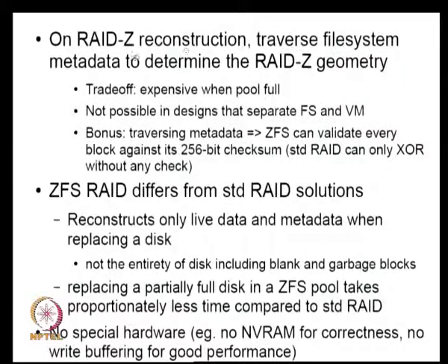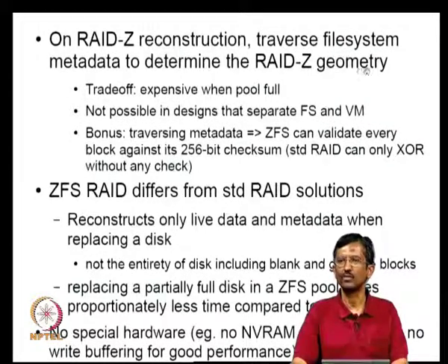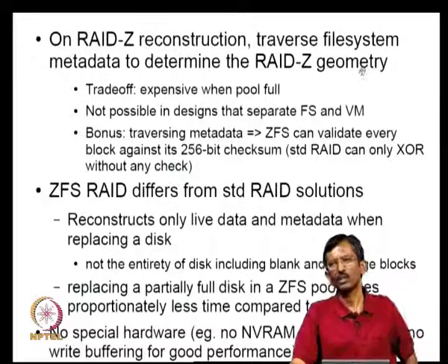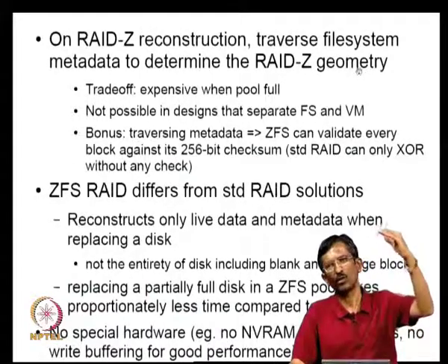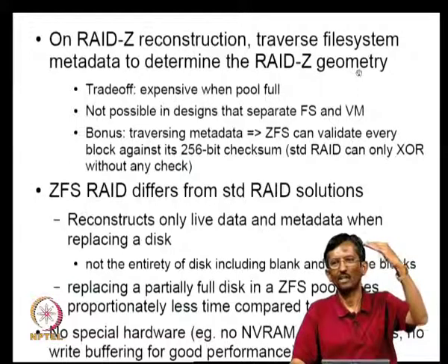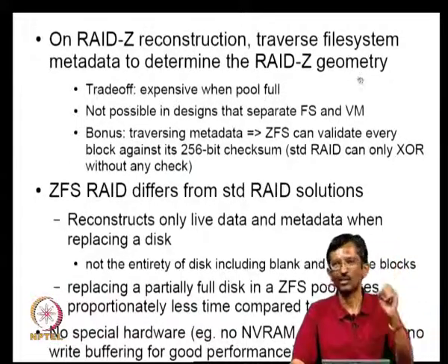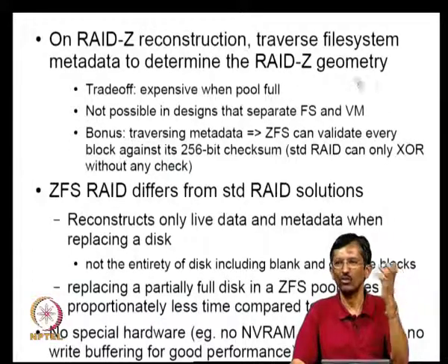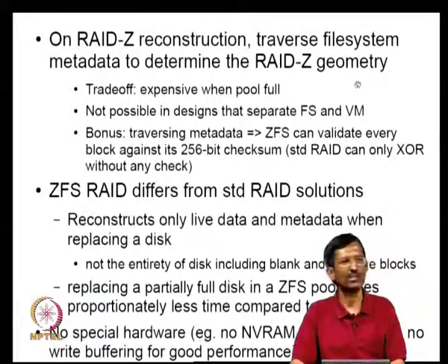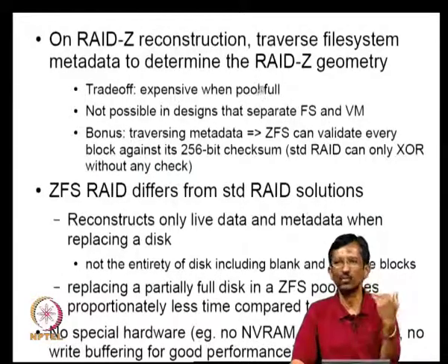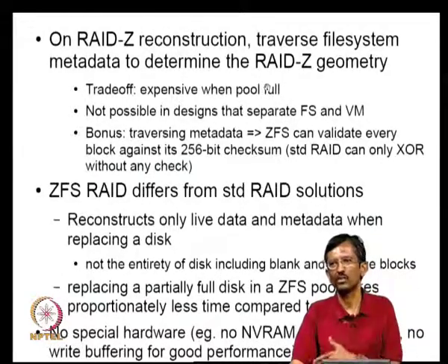As I mentioned already, when you have to do reconstruction, you traverse the file system metadata to determine the RAID geometry. So again, you start like FSCK. Here also you start from the top of the file system hierarchy, and the file system knows what type of RAID geometry it has used for every single block or extent. Using that, it goes and traverses those structures in turn. At every level, it knows what the thing is.